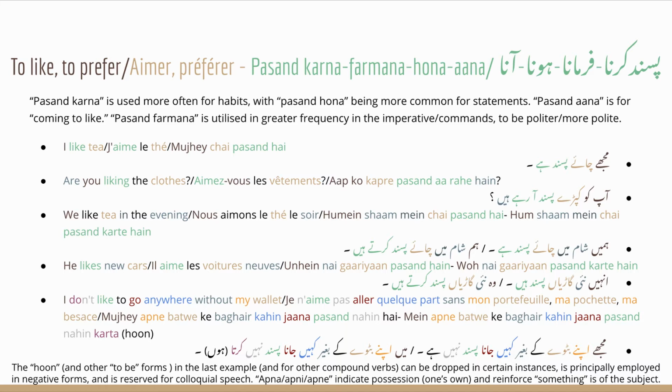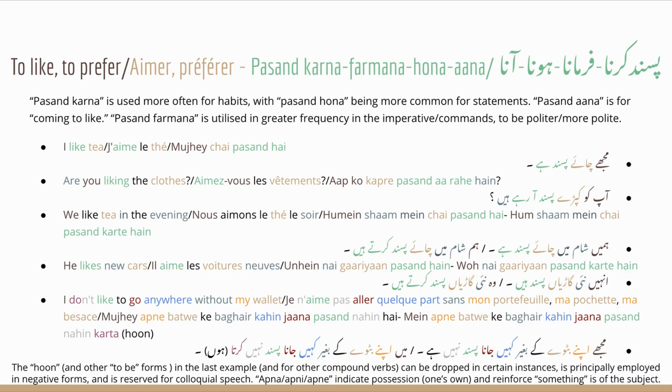We like tea in the evening. Hame shaam mein chai pasand hai. So that uses the object pronoun, and that's more of a statement. Next, hum shaam mein chai pasand karte hain. This is more of a preference. Hame shaam mein chai pasand hai is just a general statement, and hum shaam mein chai pasand karte hain is like we prefer tea in the evening, rather than we like tea in the evening as just a statement.